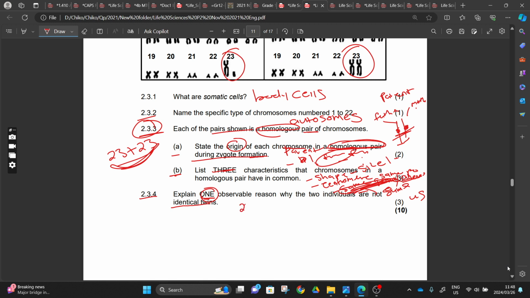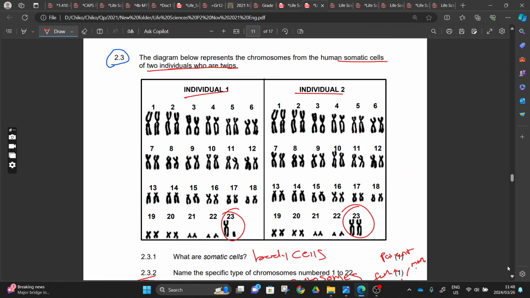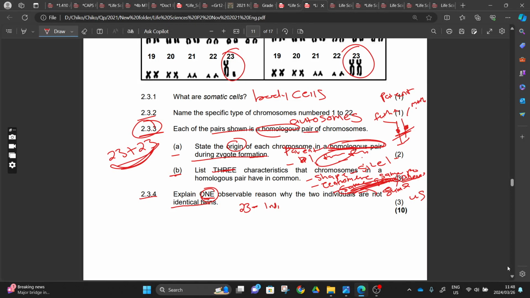You might say pair number 23, individual 1. Let's say this one is individual 1. Pair number 23, individual 1, chromosomes are not homologous. Then therefore this equals a male. You are explaining one observable reason. Do you understand? This is the one observable reason. The observable reason is there why the two are not identical. It's there, but explain it.